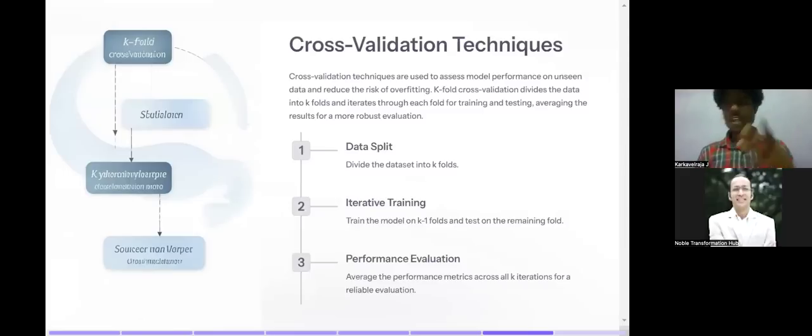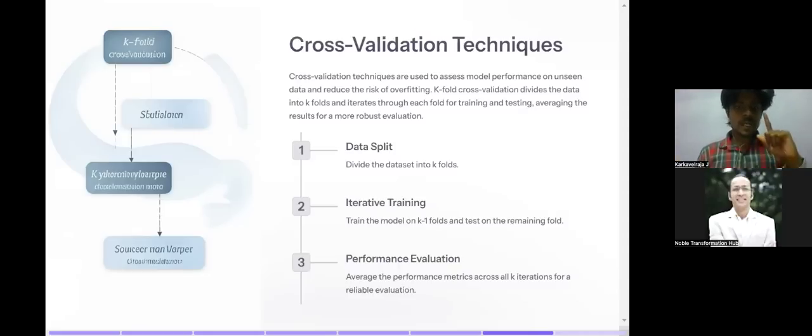Cross validation means if you have 100 data points, the first 10 are for testing and the other data for training. Then the last 10 for testing, other data for training. Then the middle 10 for testing, other data for training. Like that, you go for different validation splits and train your model. So the model doesn't underfit, doesn't overfit, and you get an optimal model. This is one way of getting an optimal model.